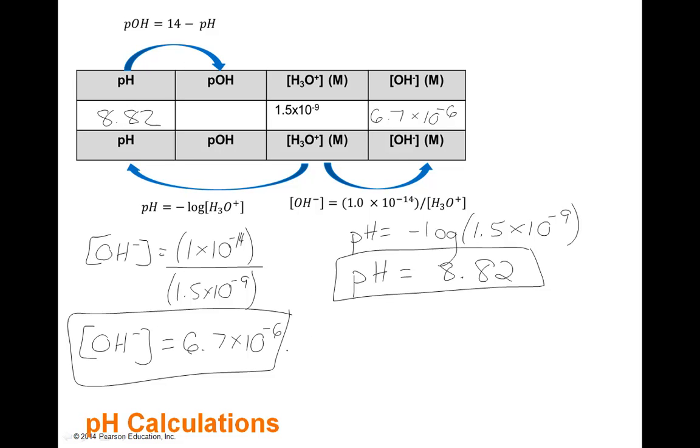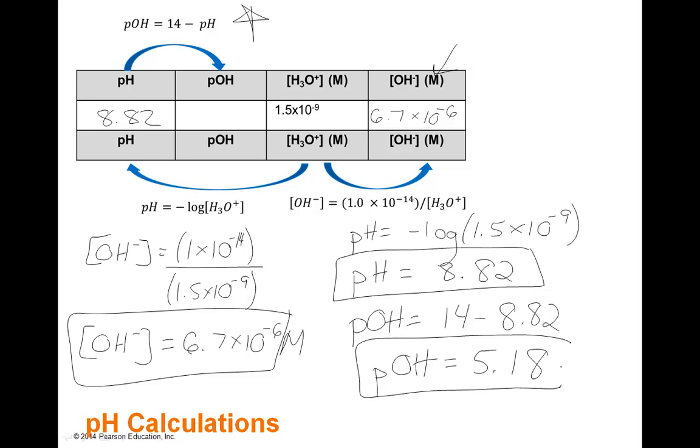And notice, I haven't been writing the units because the units were given in the table. But if the units were not given in the table, the units on my concentrations are all molarity. My pH has no units. There are no units for pH or pOH. So my next step, I've got my pH, I need to figure out my pOH. So pOH equals 14 minus our pH, which is 8.82. I'm just using this equation up here. pOH equals 14 minus 8.82, so pOH equals 5.18. And I fill this in up here, 5.18.